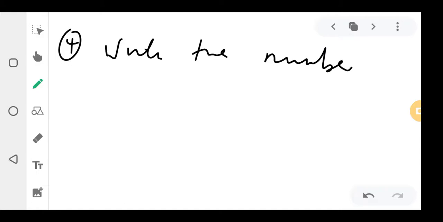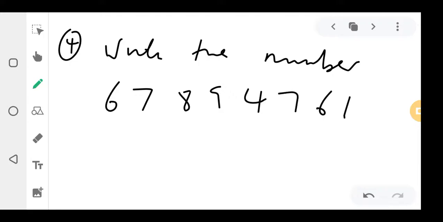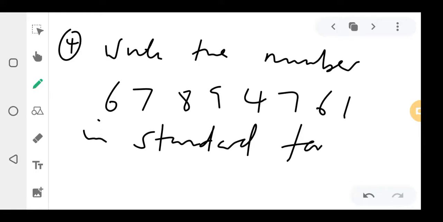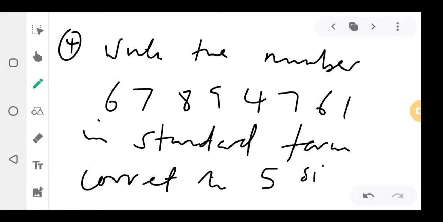Lastly, question 4. Write the number 67894761 in standard form, correct to 5 significant figures.